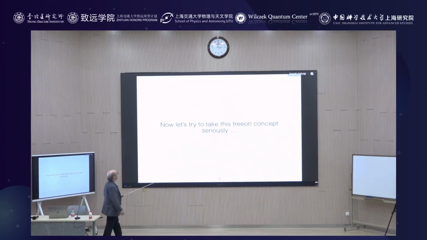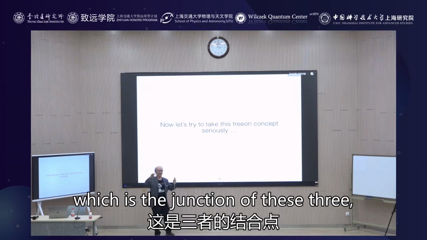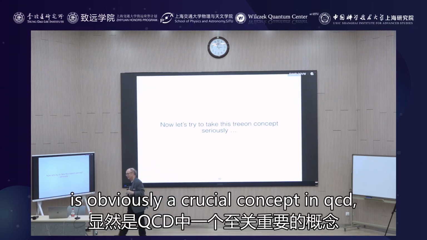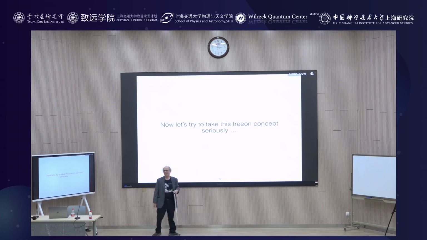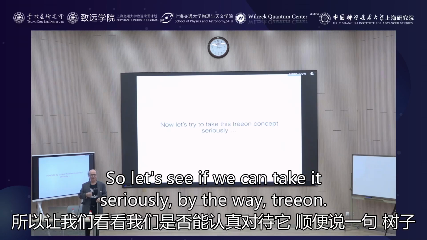So the trion, which is the junction of these 3, is obviously a crucial concept in QCD. It's what allows us to have baryons, people. So let's see if we can take it seriously.